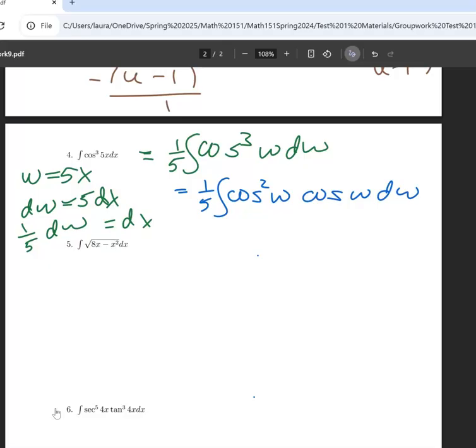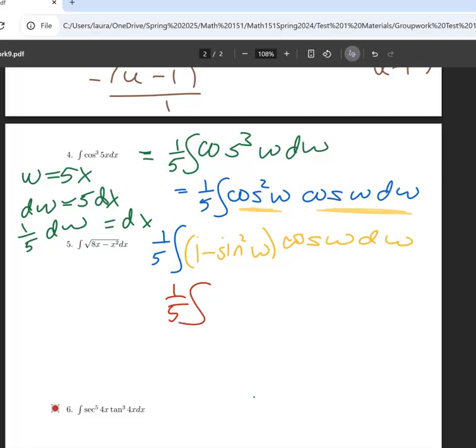So this right here would be my good du. So my du is cosine of w dw. So that means u is sine of w. So let's change this using our identity. So you would replace this with 1 minus sine squared of w. And then cosine of w dw. All right, now I'm ready to go with my u substitution.